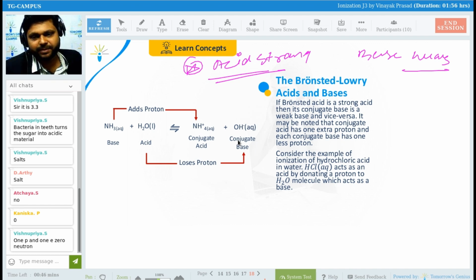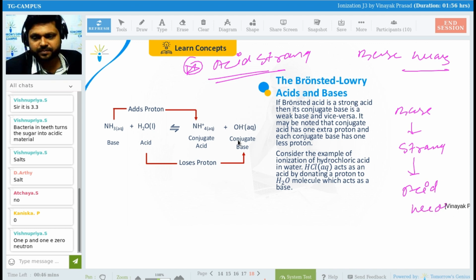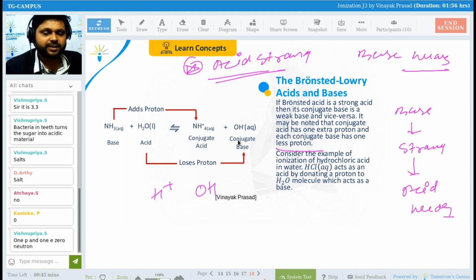So a conjugate base is a weak base, and vice versa. It means if the base is strong, then the acid will be weak. Is it okay? Any problem till here? An acid has one extra proton and its conjugate base has one less proton. So the acid will have one extra H plus, and the base will have one H less than that acid.